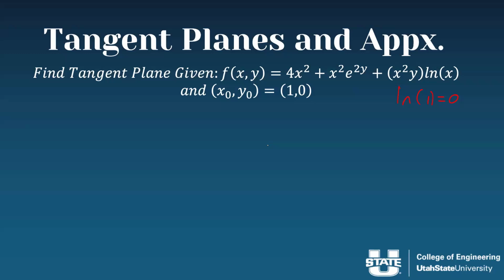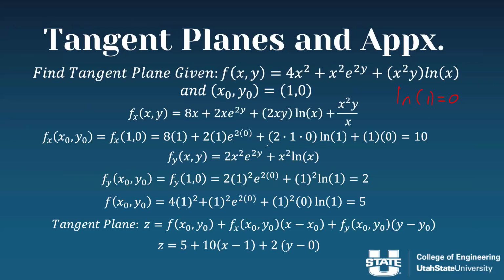Done. All right, cool. So, what'd you guys get? We had 10x minus 10 plus 2y. I got 5 plus 10 times x minus 1 plus 2 times y minus 1. Yes, so yours was correct. And then you got what? Oh. Yeah. Because you just plug it into your.